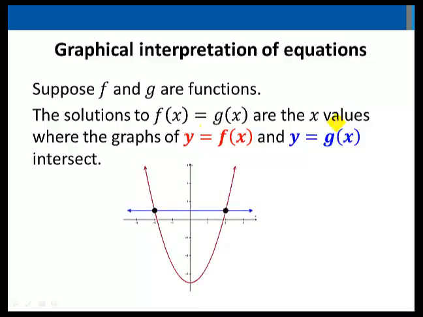Here we have a red graph, y equals f of x, and a blue graph, y equals g of x. These two graphs intersect at the points (-2, 1/2) and (2, 1/2). The solution to the equation f of x equals g of x will be the x values of these points, where x equals -2 or x equals 2.